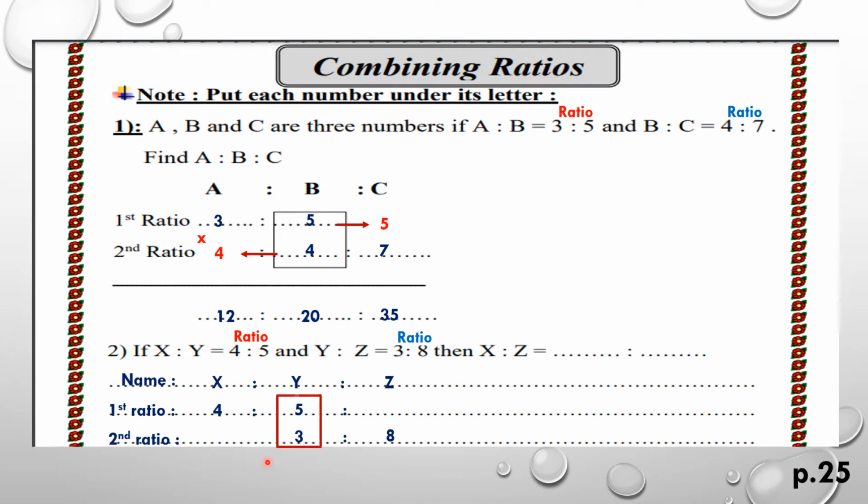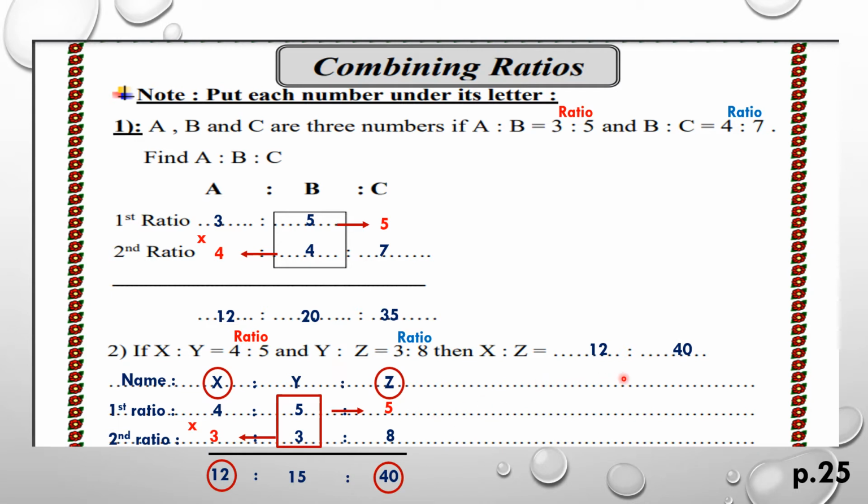Now we have a completed column. We are going to use it to fill the empty spaces. So another 5 should be put here, another 3 should be put here. The next step is to multiply. 4 times 3 equals 12. 5 times 3 equals 15. 5 times 8 equals 40. This is x to y to z, but the question is x to z. What do we have in x? Here is x and here we have z. 12 and 40. So x to z equals 12 to 40.